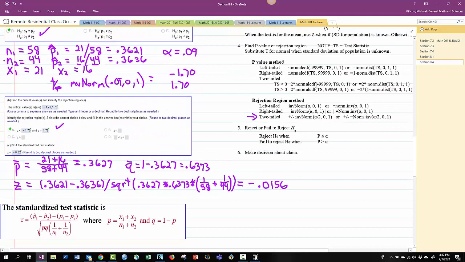So at that point, we have found this will give us a standardized test statistic of minus 0.02. The rejection region is minus 1.7 and below, right? So this minus 0.02 is between these two, right? So it's not in the rejection region. We are going to fail to reject. And then the claim matched the alternative, right? So that means there's not enough evidence to support the claim.